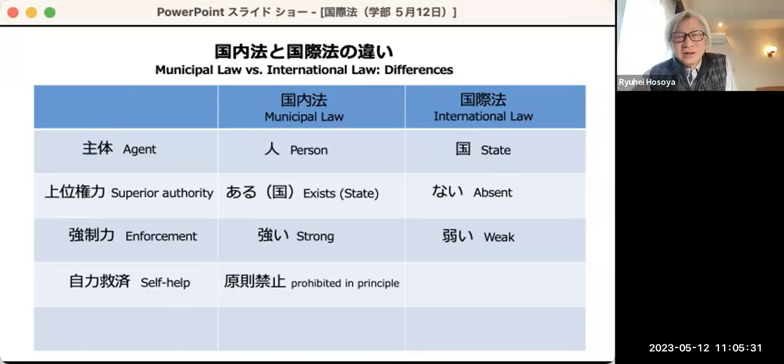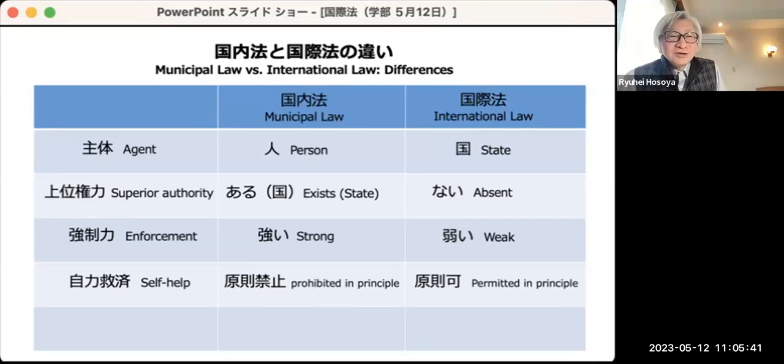will normally be there to take care of it. Okay. Whereas in international society, it is permitted in principle because there is no superior authority to help you. Sometimes there is authority to help you to some extent, but in the final resort, states have to help themselves. That's the basic characteristic of international society.